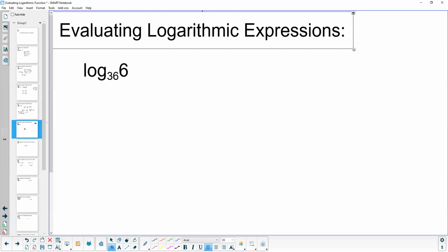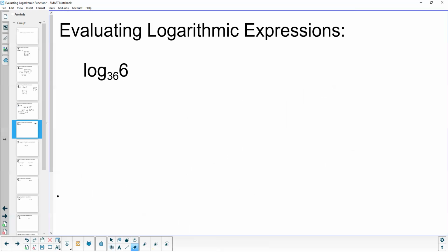Let's take a look at one last example here of what we would do to evaluate this logarithmic expression. So in this case, I've got log base 36 of 6. So going back to our understanding of logarithms, how many times will I need to divide 6 by 36 until I get 1? That's what we're looking for here. Well, if I do 6 divided by 36, as you just saw, we're going to get 1/6. And that is not equal to 1, right? And if I keep dividing that, it'll keep getting smaller and smaller, never reaching 1.